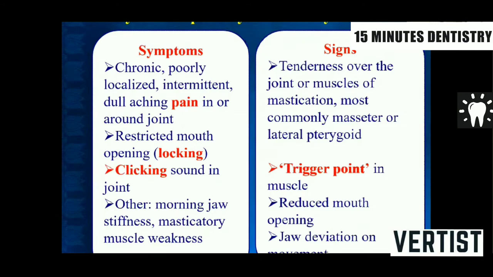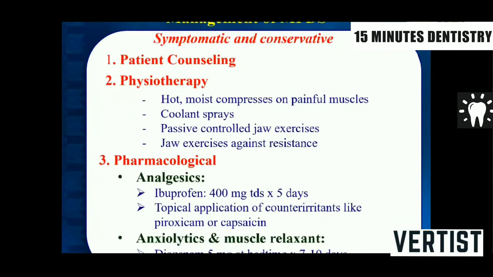So what are the things that are present? Restricted mouth opening, clicking, right? And tenderness, presence of trigger point. What is missing is the localization, and second is any radiographic changes. So these are the cardinal signs, positive and negative signs of MPDS. And how do you manage MPDS? As I told you before, you have to see the cycle and where to break it.